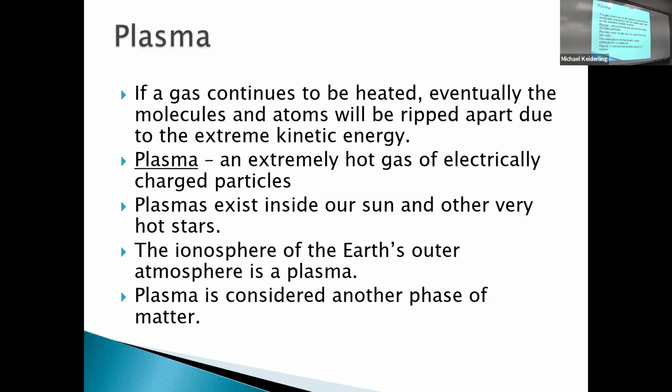There are ways to make a plasma that's not as hot, where you ionize it electrically, things like that. But plasmas exist inside our sun and other very hot stars. There's also a plasma in the fluorescent light bulbs above you. The ionosphere of the Earth's outer atmosphere is a plasma, and plasmas are considered another state of matter. There are other more complex states as well, ones with large-scale quantum ordering, like superfluids and Bose-Einstein condensates. We're not going to get into those, but they do exist.